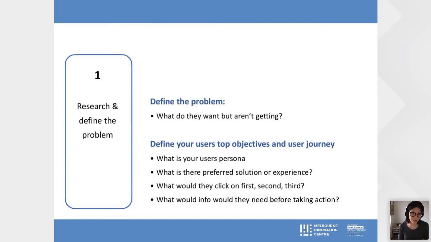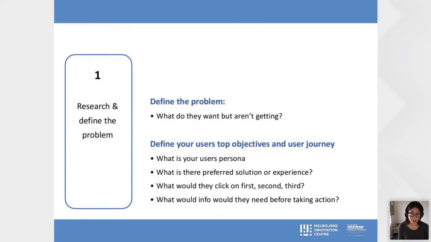So define your users' top objectives and their user journey. So what is your user's persona? This sounds a lot more complicated than it is, but it's really asking the question of who is it that's coming to your site? What are they looking for? And what do they want to click on? What are the things that they need to get from your site before they actually decide to purchase from you, get in touch, or want to work with you?